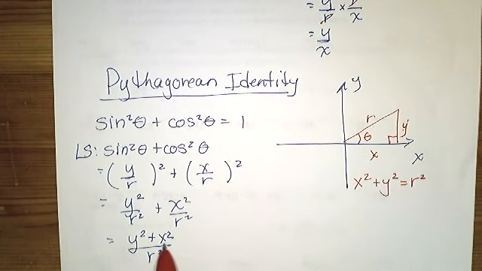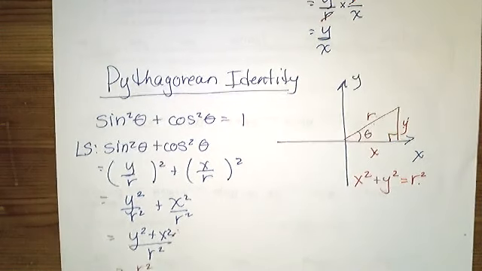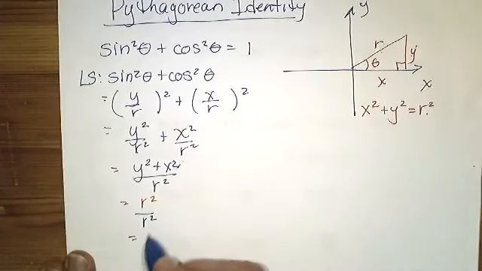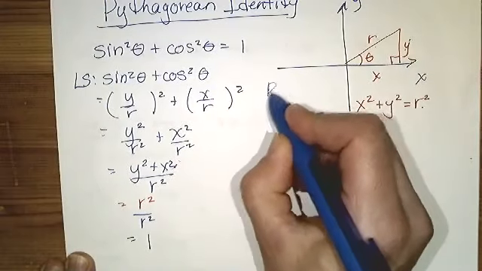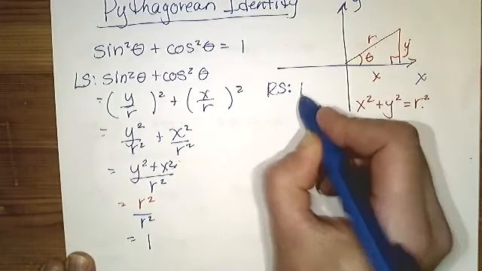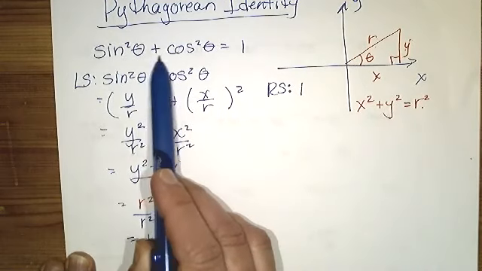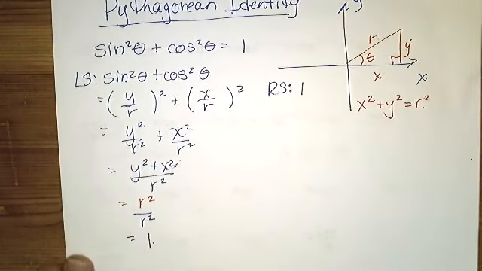So as you can see over here, I have x squared add y squared. I know x squared add y squared is equal to r squared. So I can substitute in an r squared for my numerator here, divided by r squared, which is equal to 1. And if we look at what the right side of our equation was, the right side is 1. So I have 1 is equal to 1. So that means that sine squared theta add cos squared theta is equal to 1.